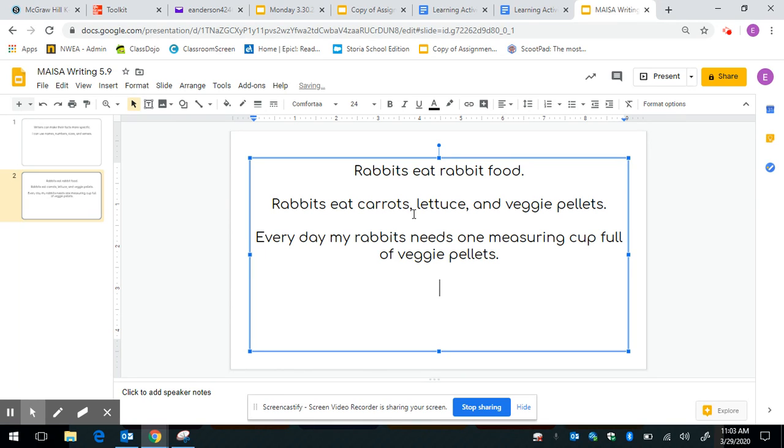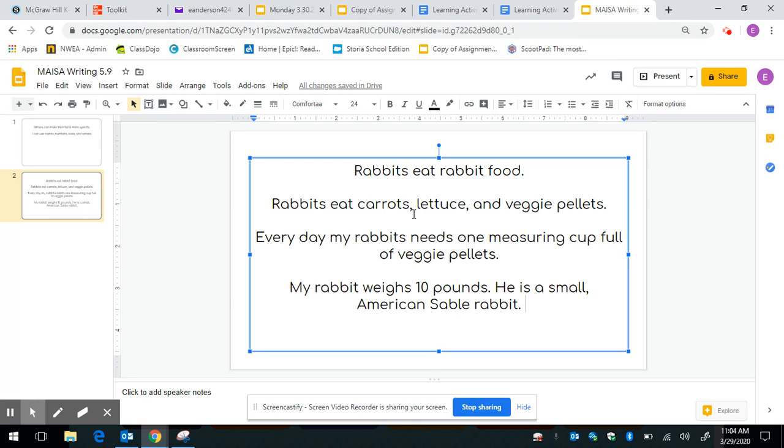We can also talk about the size of a rabbit, okay? We can make our facts specific by saying my rabbit weighs 10 pounds. And we could also tell about what he is. He is a small American Sable rabbit. Okay. So that size is giving me a more specific look into what the rabbit might look like.